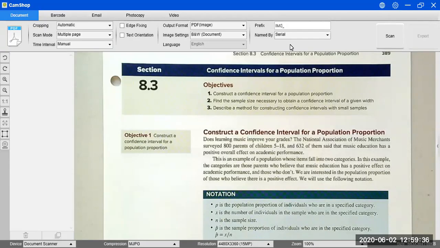In this lecture, we're going to learn how to construct a confidence interval for a population proportion and a confidence interval for a standard deviation for a population. So we're going to start with section 8.3 first. That section starts on page 389. So it's about the confidence intervals for population proportions.